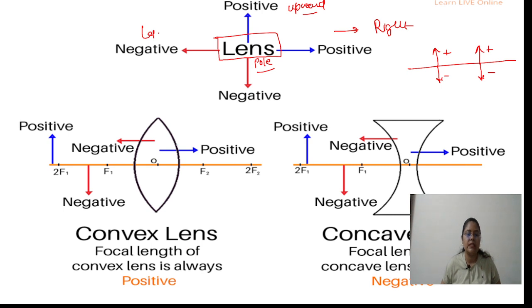For a convex lens, the positive sign is considered here and the negative sign here, whether for the object or the image. Similarly for the convex mirror, upward is positive and downward is negative, to the right is positive and to the left is negative. Whenever you consider a convex lens, the focal length is always positive.